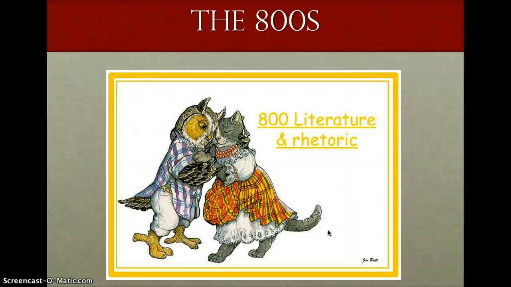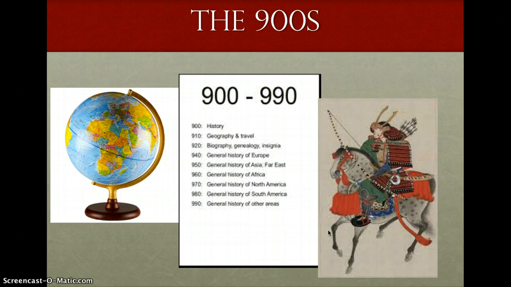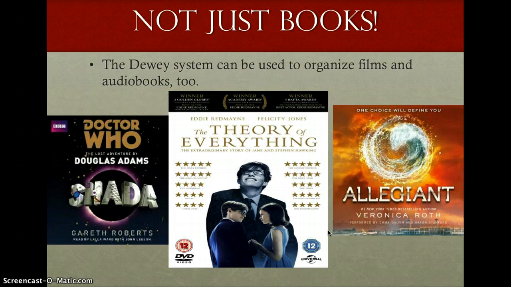In the 800s, we have literature and rhetoric. Now, in most Dewey libraries, fiction is in its own section, the fiction section. So in the 800s would not be novels, but plays, poetry, as well as books about authors and their writings. The 900s is history and geography, and also travel guides. The Dewey system can be used to organize films and audiobooks as well.